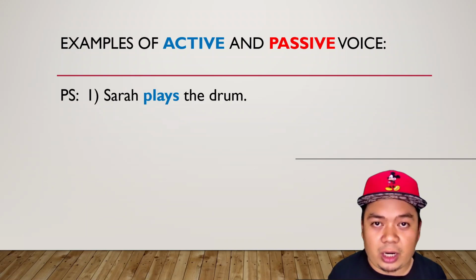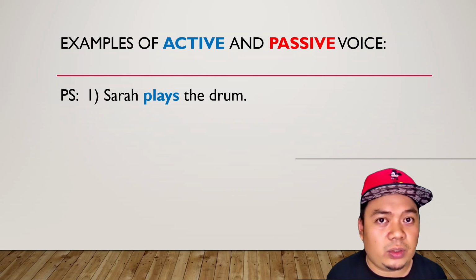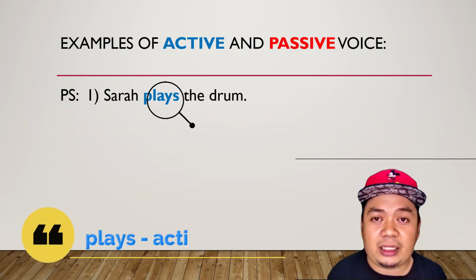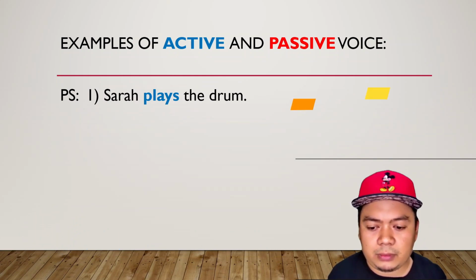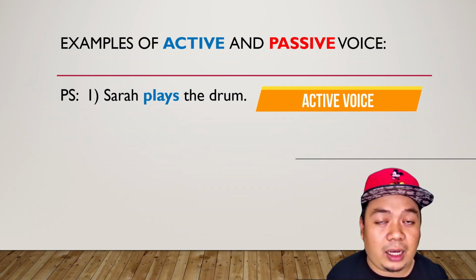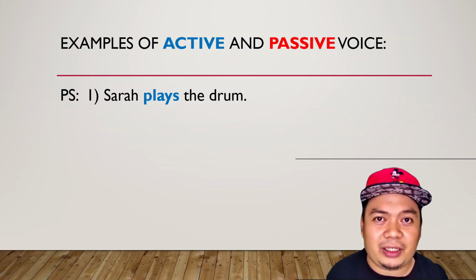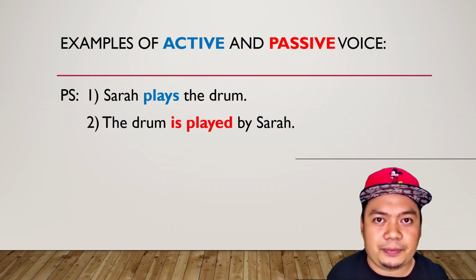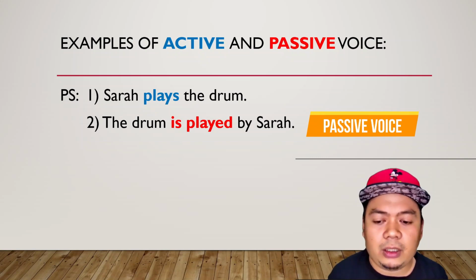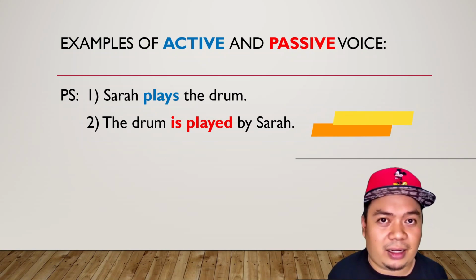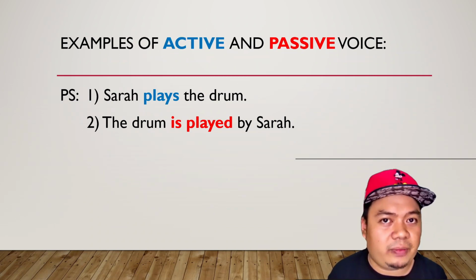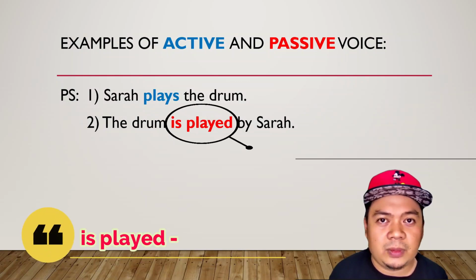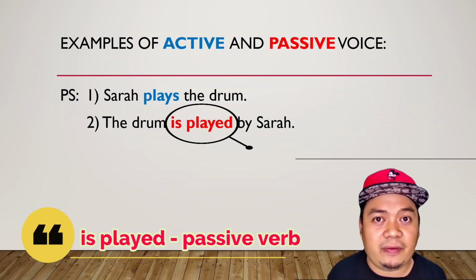Sarah plays the drum. Sarah is the doer of the action. Plays is the verb. The drum is the object. How do we change the sentence into its passive voice without changing the tense? So here, the drum is played by Sarah. The position of the subject and the object is changed. If you look, the verb is also changed. The verb is written in its passive form.